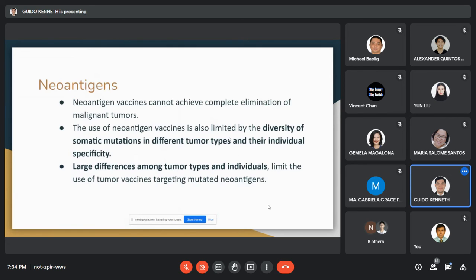will be designed. However, the use of neoantigen vaccines has limitations. Neoantigen vaccines cannot achieve complete elimination of malignant tumors. Thus, other therapies such as radiotherapy and chemotherapy are needed. Another limitation is that the use of neoantigen vaccines is also limited by the diversity of somatic mutations in different tumor types and their individual specificity. Also, large differences among tumor types and individuals limit the use of tumor vaccines targeting mutated neoantigens.